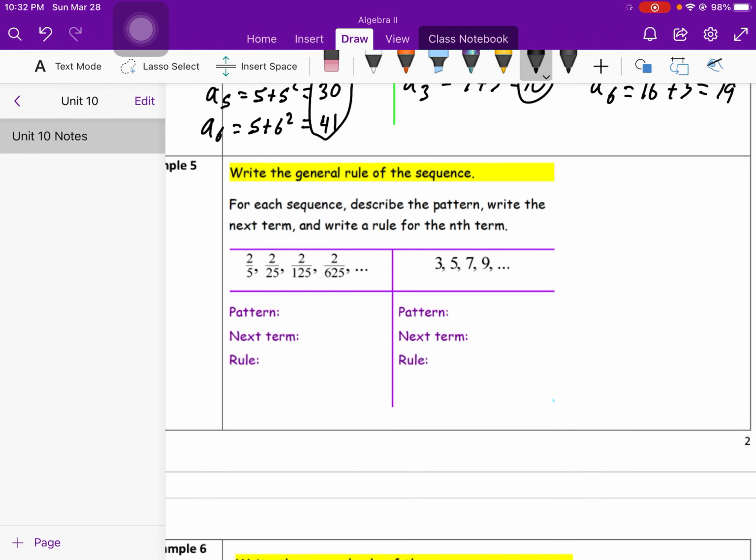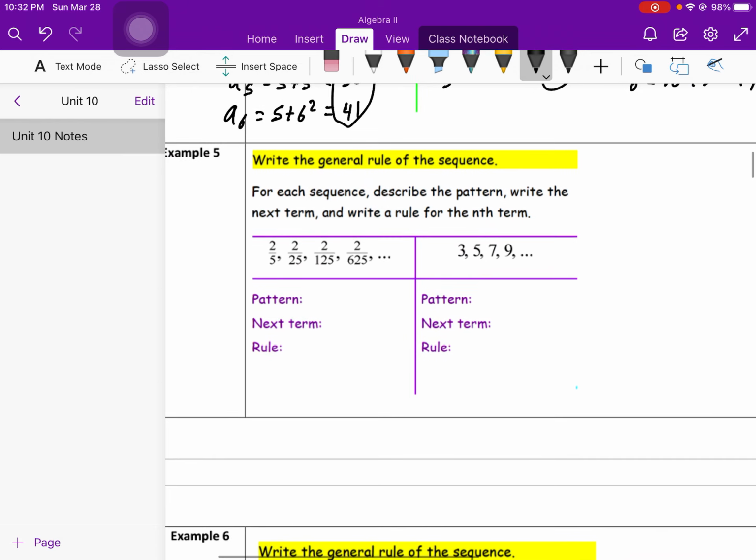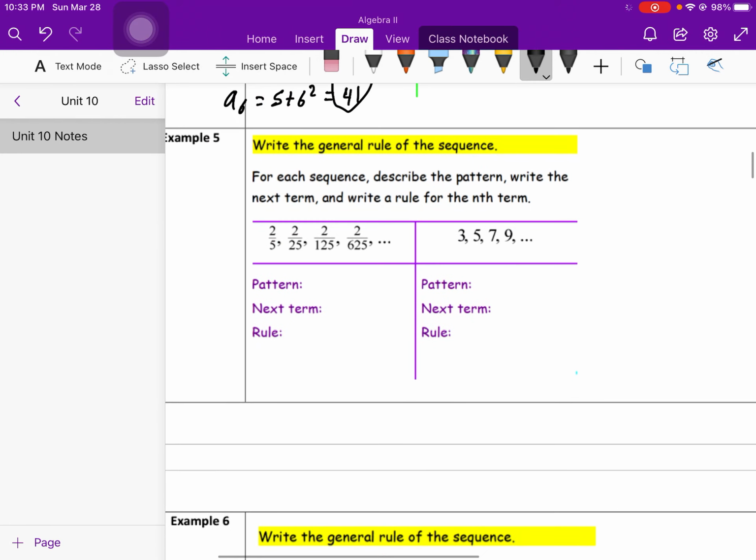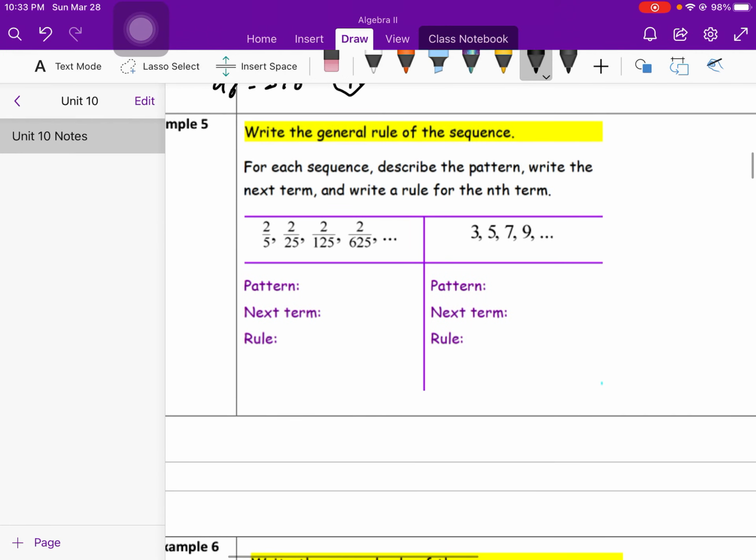Right, the general rule of the sequence. So this is the hardest part of the lesson, is just identifying some of these rules and patterns. They can be fun, but they can also be very challenging. So we just have a couple to go through here. For each sequence, describe the pattern, write the next term, and then write a rule for the nth term.